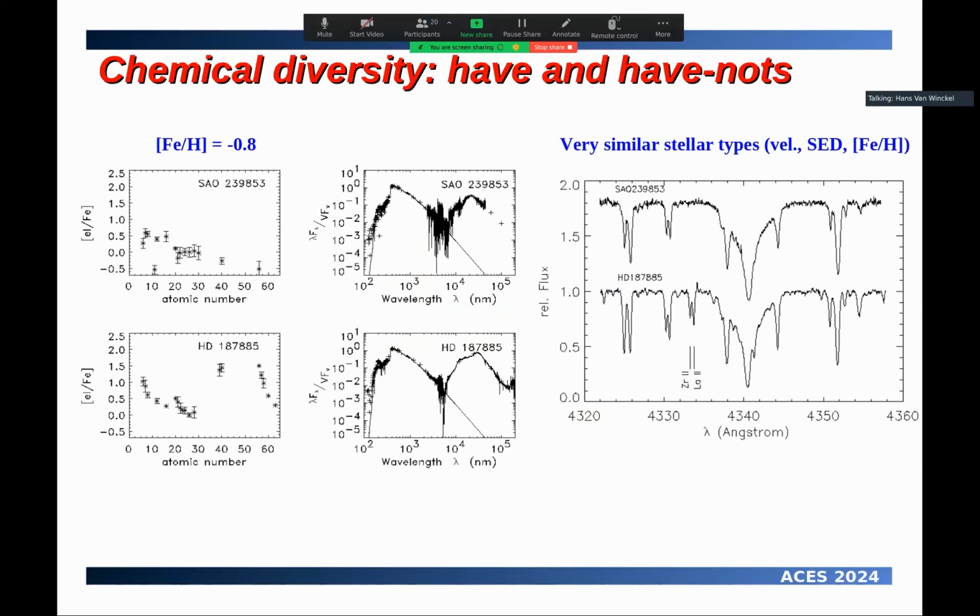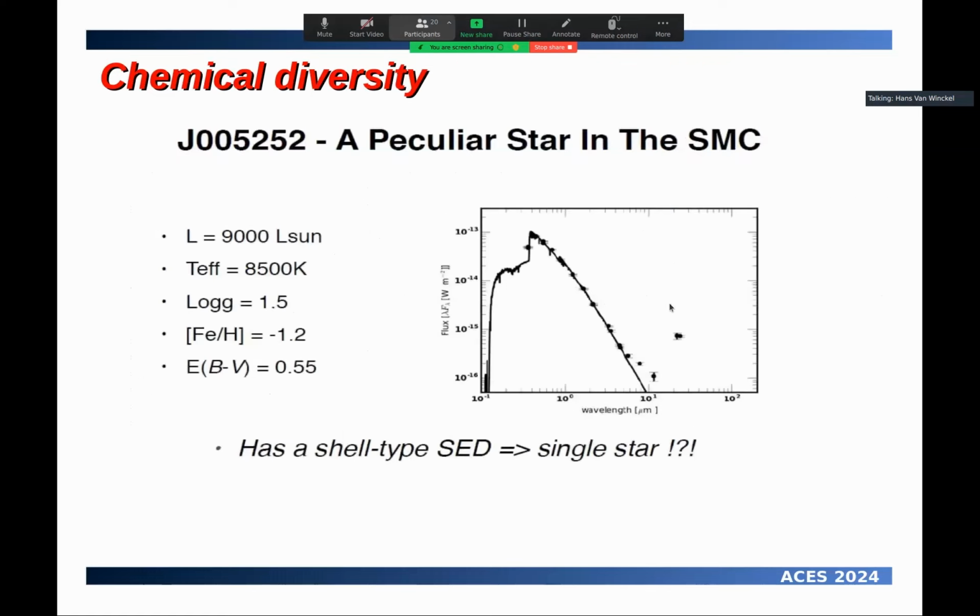The chemical diversity goes the other way in the sense that there are also objects in which we do not probe the S-process overabundance, despite the fact that they are very similar in luminosity, they are very similar in metallicity. So this is an example, two objects with very similar metallicity, very similar luminosity as well. But you see this one is not at all enhanced and this one is very enhanced. So the fact that some objects do produce the third dredge-up with S-process overabundance and the others don't is still a concern or a challenge.